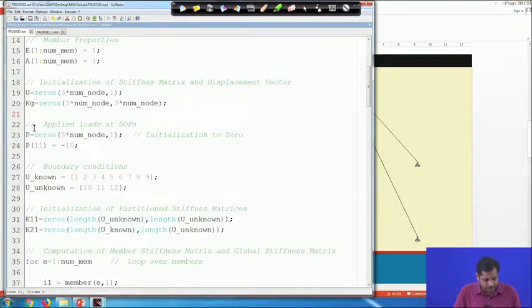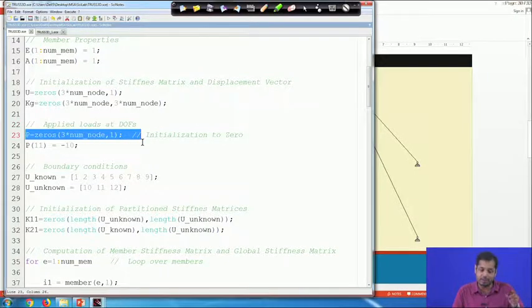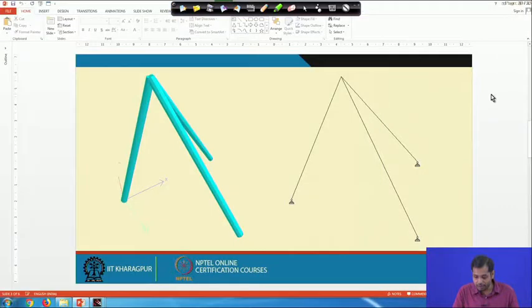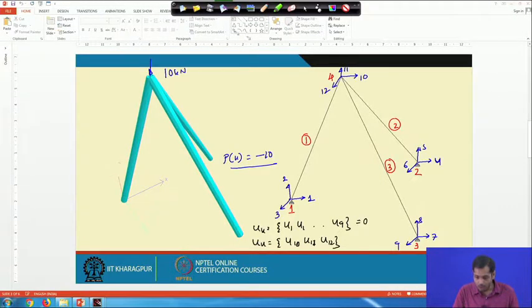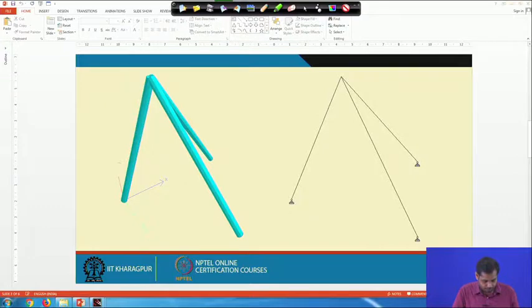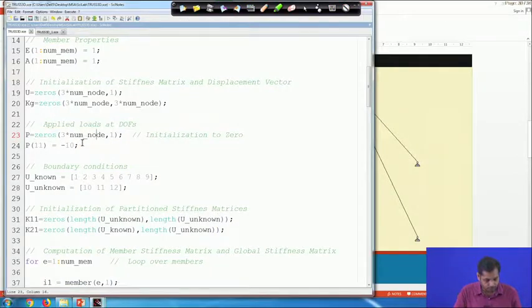Now, this is the applied load. Initially we substitute all the values as 0, and then the only force we have is in the 11th degree of freedom, which is minus 10. So, P11 will be minus 10.